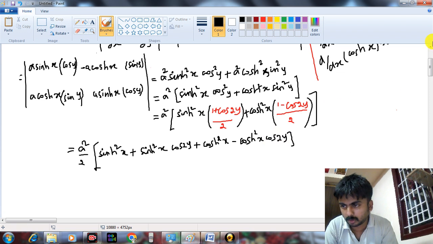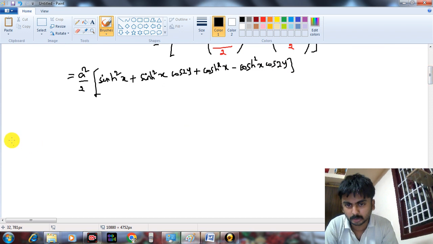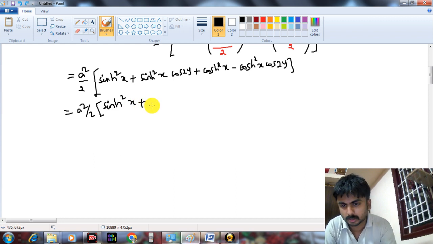so this is equal to a square by 2 into sin h square x plus cos h square x.